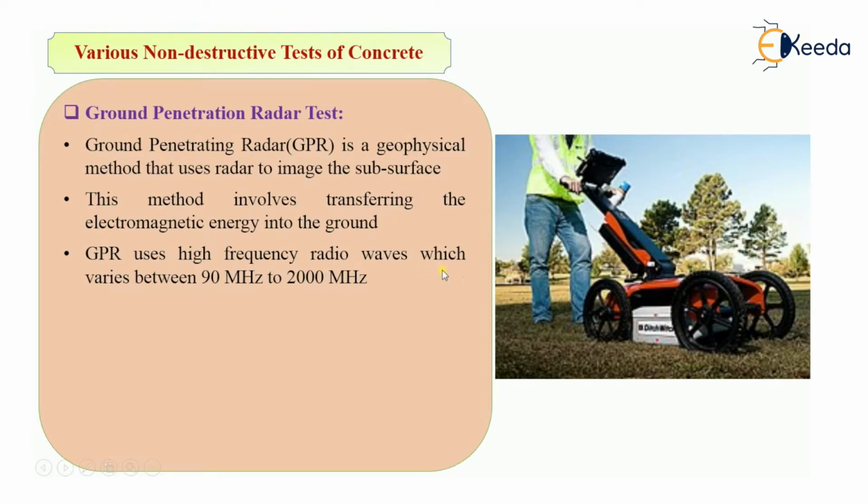GPR, that is the ground penetration radar test, uses high frequency radio waves. The type of waves we use in this method are radio waves which vary between 90 megahertz to 2000 megahertz. Remember this, the range of these radio waves will be high frequency, between 90 megahertz and 2000 megahertz.